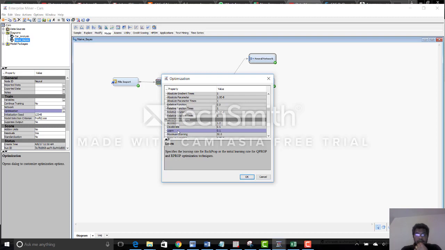If it is too large, the problem is that the weight keeps bouncing or oscillating, so it should be maintained at an optimal rate. And the momentum decides how often a neural network can move on in the same direction when you are working on the errors. So it is better that both learning rate and momentum should be kept in an optimal range. They should not be too high or too low.